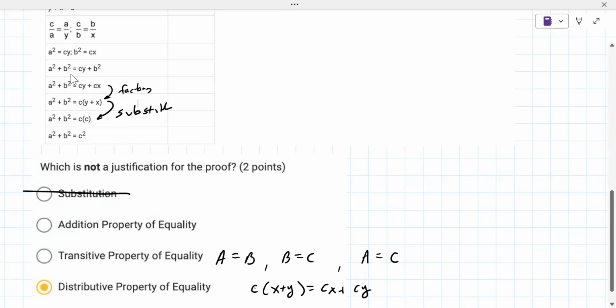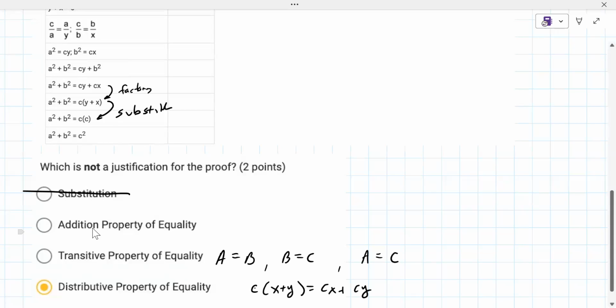But for example, here we know that, and I know we're just sort of jumping around here. So A squared is CY, that's here. B squared is CX. So that's where they got this. A squared plus B squared equals CY plus CX. So the B squared, again, that's a substitution thing. So we know that's definitely not in there.